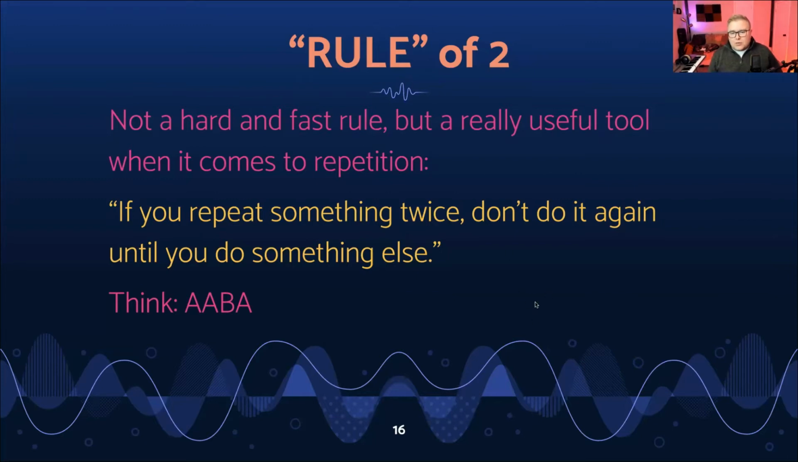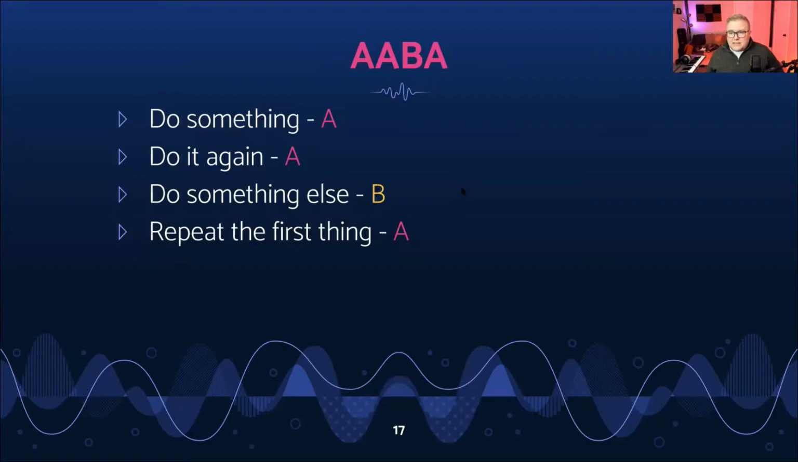So basically the rule of two comes down to, if you repeat something twice, don't do it again until you do something else. A good way to remember this is to think of AABA. Again, if you repeat something twice, don't do it again until you do something else. What that looks like in practice, and this is where the AABA comes in, is you do it again, do something else, and then repeat the first thing that you did.